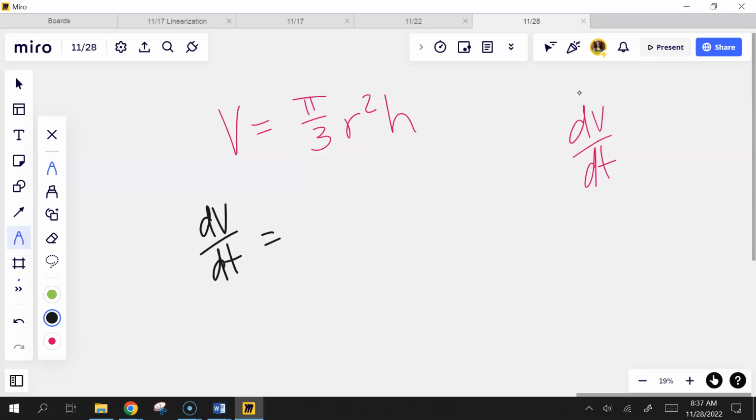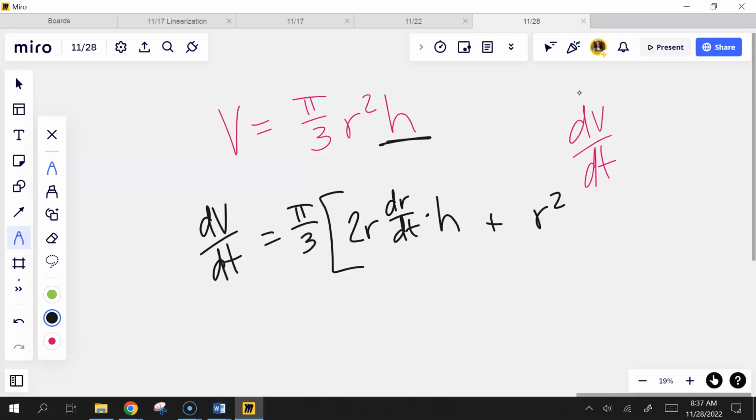So here we go. I'm actually probably just going to put this pi over 3 on the outside so I can forget about it a second. If you didn't, that's okay. That's just that coefficient rule, since it's a constant coefficient. Okay. I'm going to do the derivative of the first. So what's the derivative of r squared with respect to t? 2r dr/dt. That's the derivative of the first times the second plus the first. What's the derivative of h with respect to t? dh/dt.